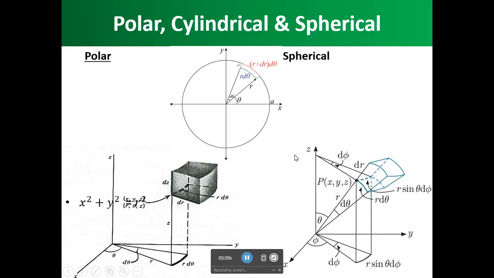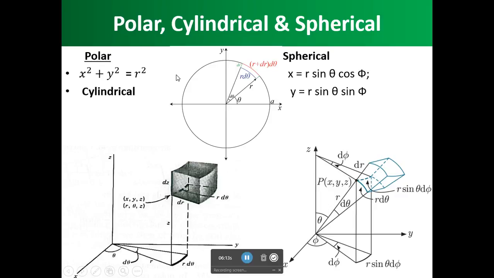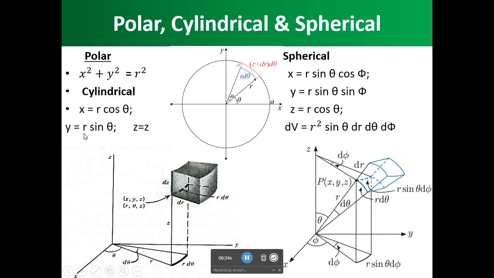Okay, so let's look at some of the equations. For polar we have x squared plus y squared equals r squared, which is very simple. Basically the Pythagorean theorem. And for cylindrical, what are we going to replace x with? We're going to replace it with r times the cosine of theta, and replace our y with r times the sine of theta. This is just using the right-hand rule. Very simple.